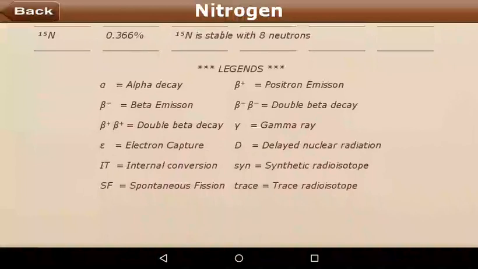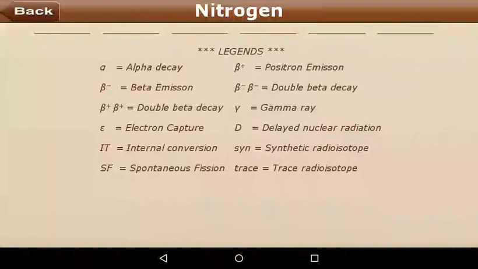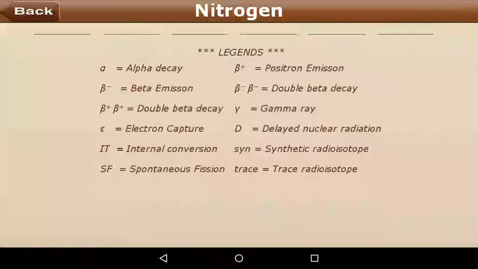Some other miscellaneous things you need to look at. Have to look at the alpha decay, beta minus emissions, beta plus and beta plus double decay. Have electron capture, internal conversion, spontaneous fission, positron emission, double beta decay, gamma ray, delayed nuclear radiations, and synthetic radioisotope, and the trace of radioisotope, etc. So we're going to talk.